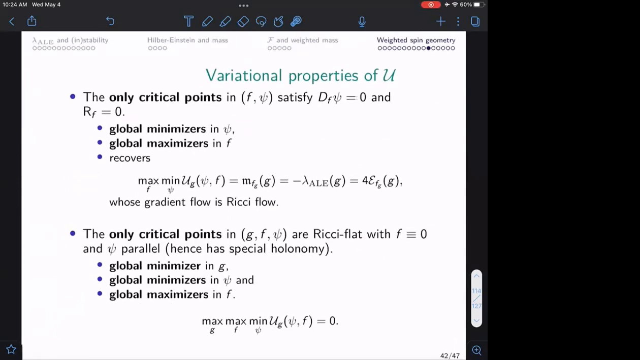And this has a very nice variational property in that it only has one critical point in F and psi, and it justifies our previous assumptions that we take a harmonic spinor, weighted harmonic spinor, and a zero weighted scalar curvature. This is the only critical point, and it turns out to be a min-max critical point. So the min-max of our functional over psi and F gives you our three nice quantities. And if you do a max-max-min over metric, density and spinor, you obtain always zero, and the equality is always at a Ricci-flat metric with special holonomy. So that's also one way to detect special holonomy.